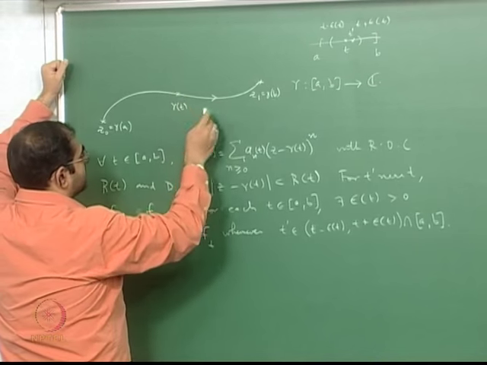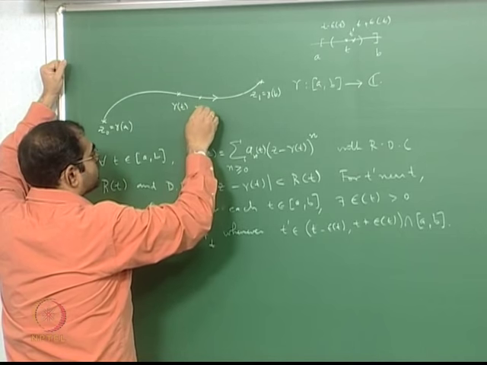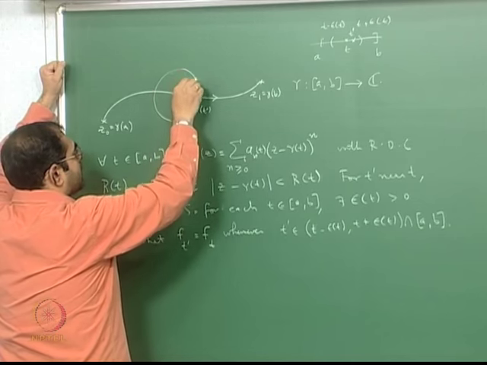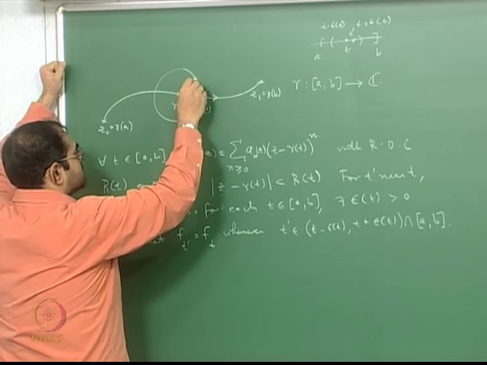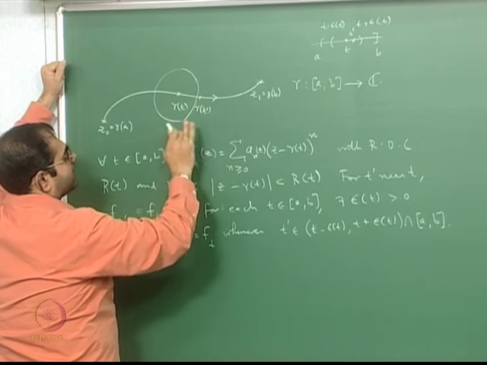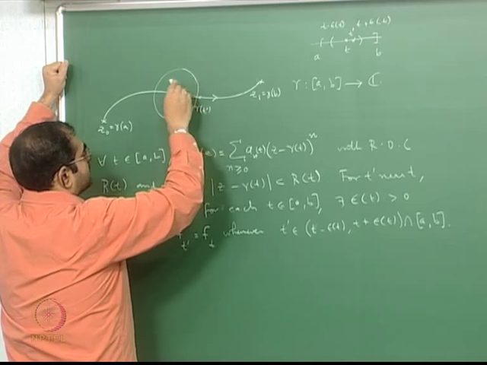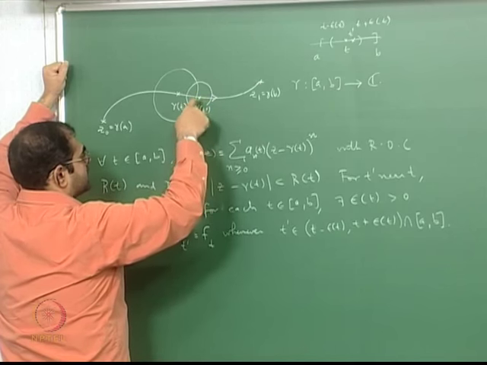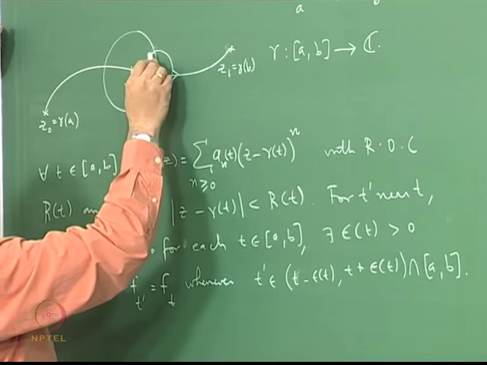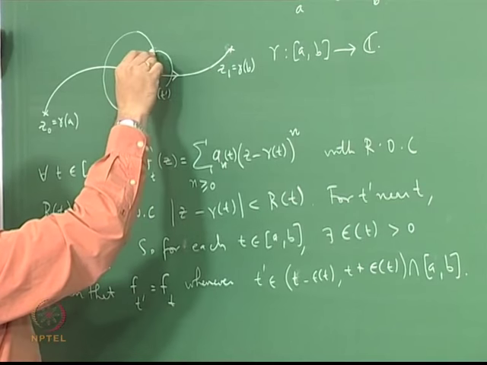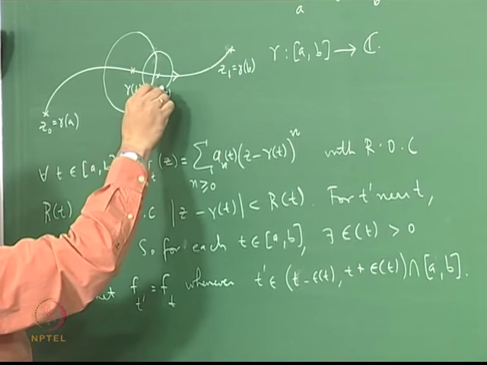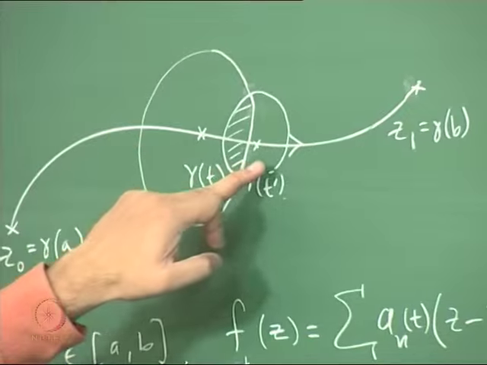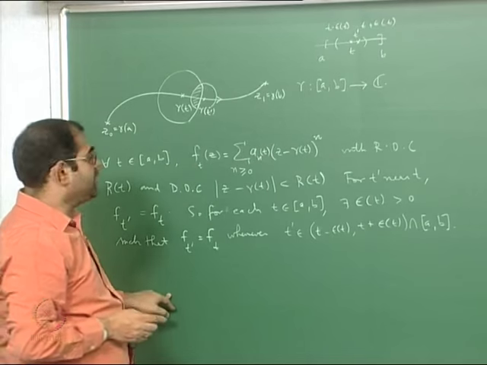So what's happening is, here is gamma of t, and then I have gamma of t prime. Gamma of t has a power series with a certain radius of convergence, and if I draw the power series centered at gamma t prime, what I want is that in this intersection, the power series at gamma t and gamma t prime represent the same analytic function. That's what I want.